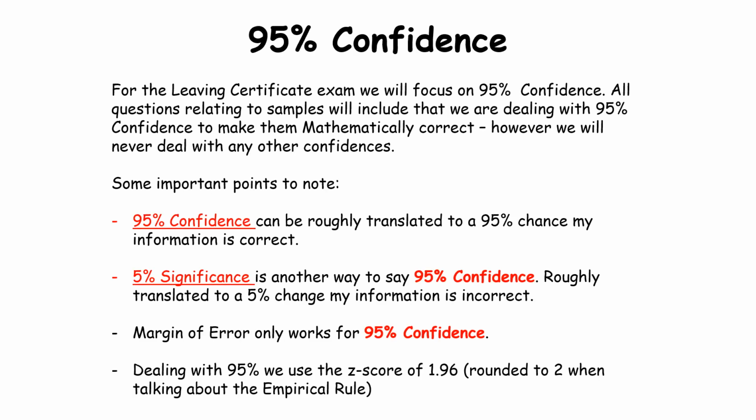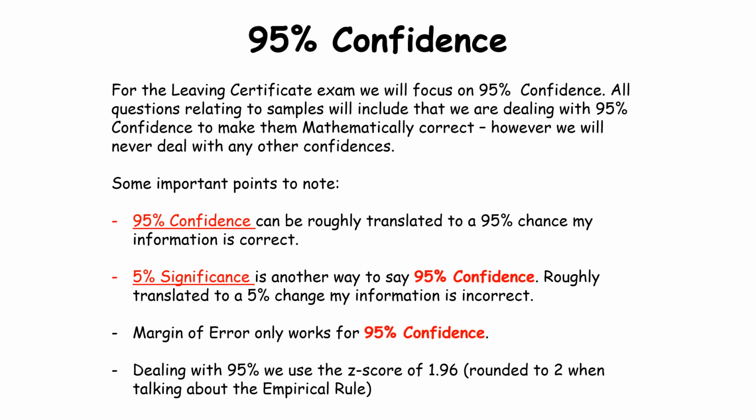So let's talk about 95% confidence for a second. For the Leaving Cert exam, we're just going to focus on 95% confidence. All questions relating to samples will include that we're dealing with 95% confidence to make them mathematically correct. However, we will never have to deal with any other confidences. So don't panic. A lot of students will often ask, but what happens if it says 99? And the answer is it won't. As you go on and study statistics in more detail, you'll see other things appear, but for the moment we're sticking to 95% confidence.